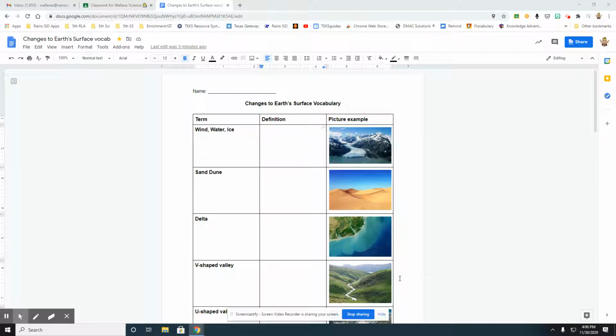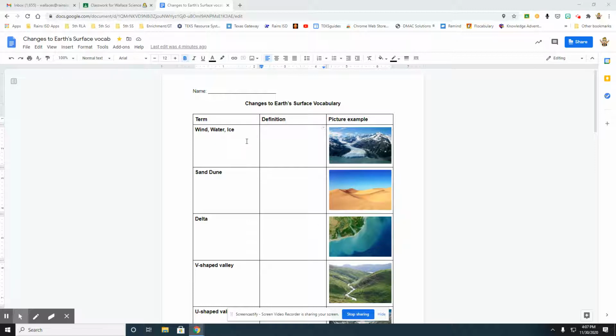Everybody, Miss Wallace here. We are starting a new unit this week, and this unit is called Changes to Earth's Surface. We're also going to be talking about fossil fuels and natural resources. I just wanted to go over a little vocabulary with you that's really critical that you know and understand with this unit. So I'm going to take some notes here on my page. You're welcome to do that on your page as well, because you really do need to know this vocabulary.